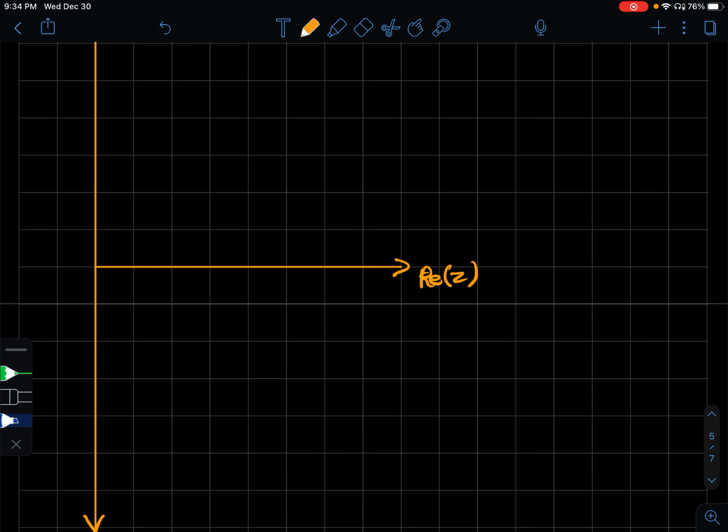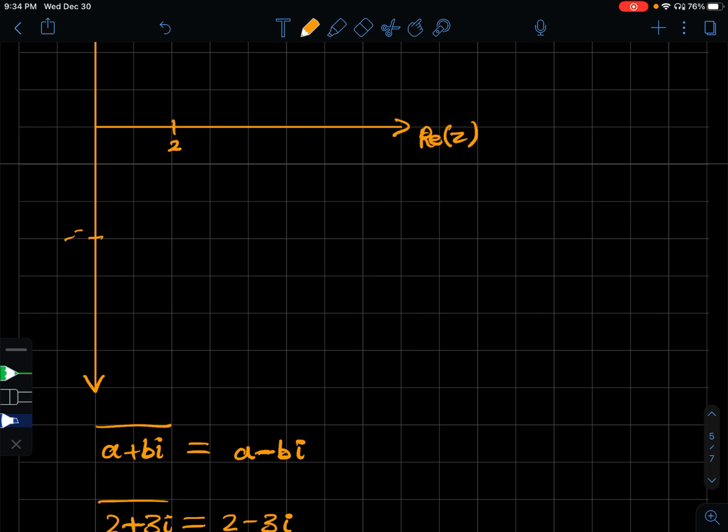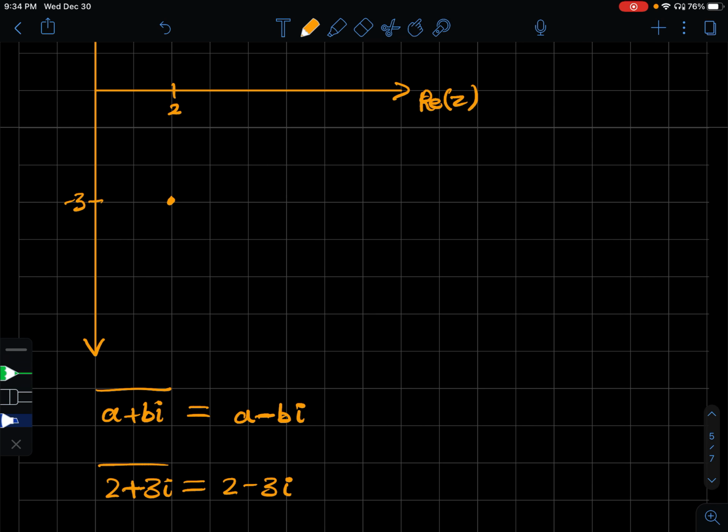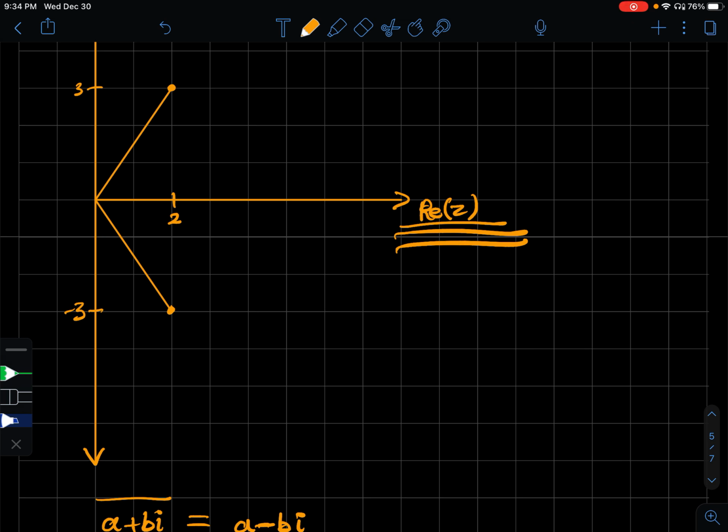So let's graph these two complex numbers on the complex plane. 2 plus 3i would be there because that's 2, that's 3. And negative 3 would be down here. So 2 minus 3i is down here. Now, if you notice, these are just reflections of each other over the real axis. Remember, I always made this mistake of saying the x-axis, but it's not the x-axis on the complex plane. Instead, it's the real axis. So conjugation reflects your complex number over the real axis. And it's clearly seen over here.